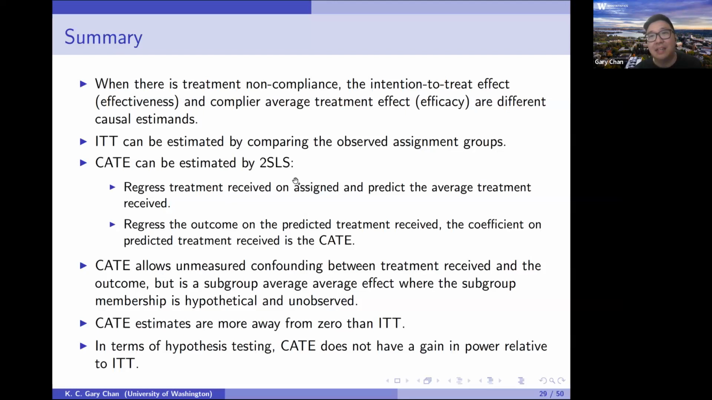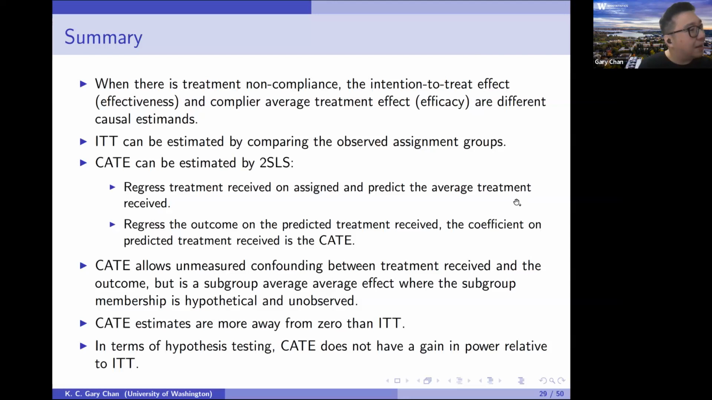But I think people use this more as an estimate of what really is the magnitude of the treatment effect for people who comply. It's probably a more meaningful estimate in some situations, but in terms of hypothesis testing, they're actually giving you very similar answers.